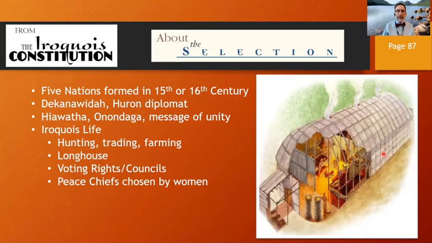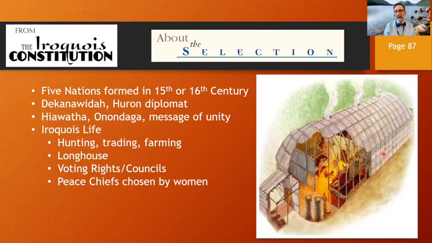Life for all of the nations of the Iroquois was about hunting, but they were also a farming community. You remember when some of the first settlers came here from Europe, they were taught some farming techniques by the local Native Americans. So they weren't just hunters, but also farmers. They lived in these longhouses, so it was a very social kind of thing. And their voting rights were kind of interesting too. When it came to electing war chiefs, it was actually the women who had the voting rights to elect who would be in the council.